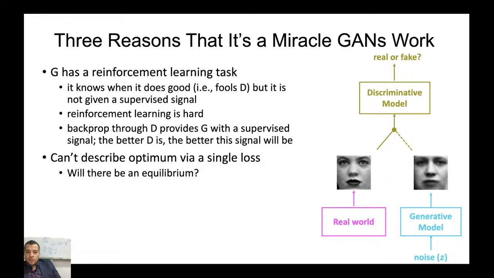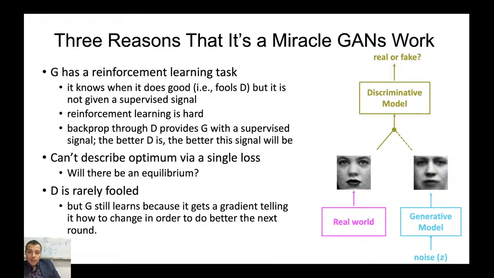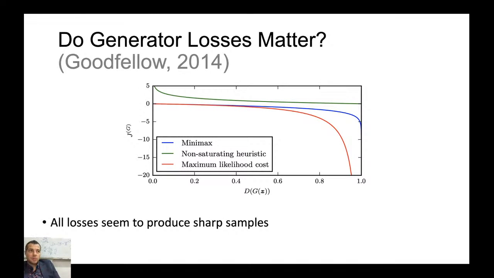Okay, so the problem is we cannot describe the optimum via a single loss. There are two losses, one for the generator and one for the discriminator, and the goal is to reach this equilibrium between the generator and the discriminator. We note, once again, I think I mentioned before but maybe with other words, that the discriminator is rarely fooled in practice. But even in this case, G can still learn because the gradient of D also provides some information on how to adapt the generator. So it can catch up, but we have to allow it to make more iterations.